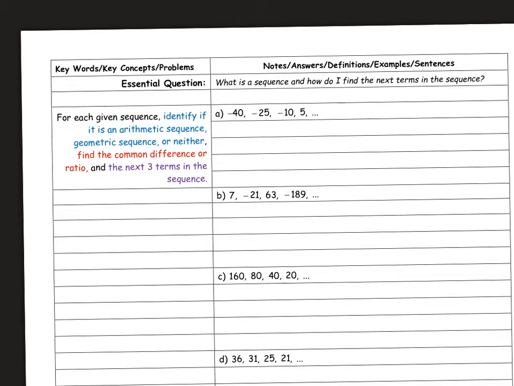Hi, ladies and gentlemen. We're back with the second part of lesson 1.1 on sequences. Our essential question is, what is a sequence and how do I find the next terms in the sequence?